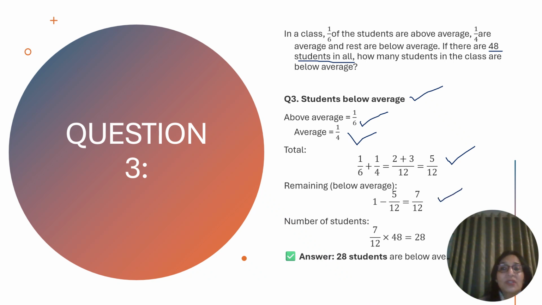So the number of students was what? 48. The remaining was 7 upon 12, which was below average. So 7 upon 12 into 48, you will get 28. So 28 students are below average. That's our answer. Hope this question is clear to you. These questions are very, very important, students, if you understand how to solve them. And a very important part is that you need to read the question well, write what is given, and do step-by-step calculation, and I'm sure that will make a lot of difference.